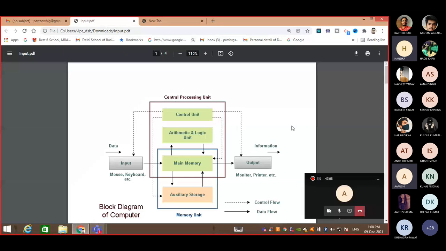So there is a main memory, and then we have secondary memory. The secondary memory is like hard disk and pen drives.